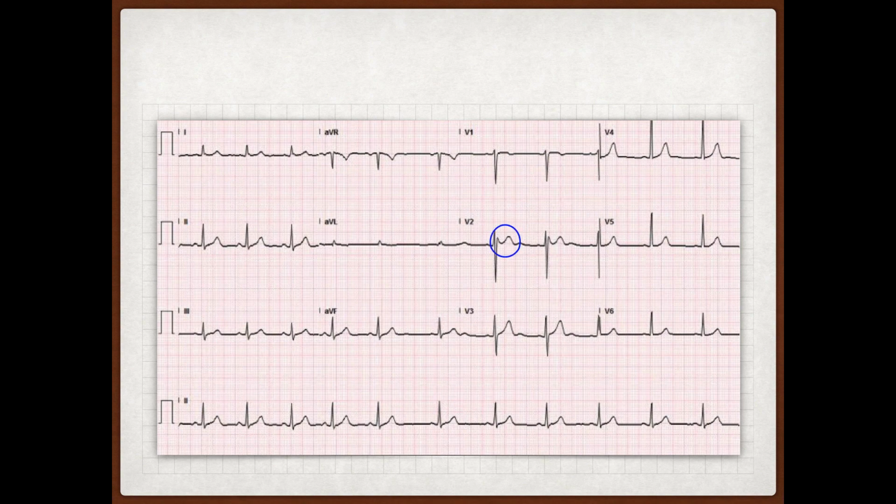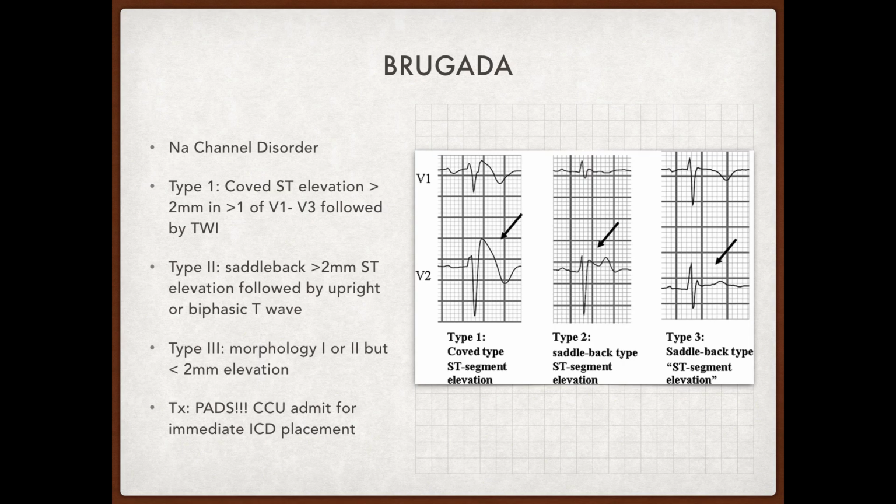All right, and this one, anybody want to guess what this is? Can you see it here? Yeah, good, so this is Brugada. Brugada also has 3 types. Your type 1, you're going to have a coved ST elevation in V1, V2, followed by a T wave inversion. In type 2, you have a saddleback greater than 2 millimeter ST elevation, followed by an upright or biphasic T wave. And type 3, you have a combination of the two, but it's less than 2 millimeters.